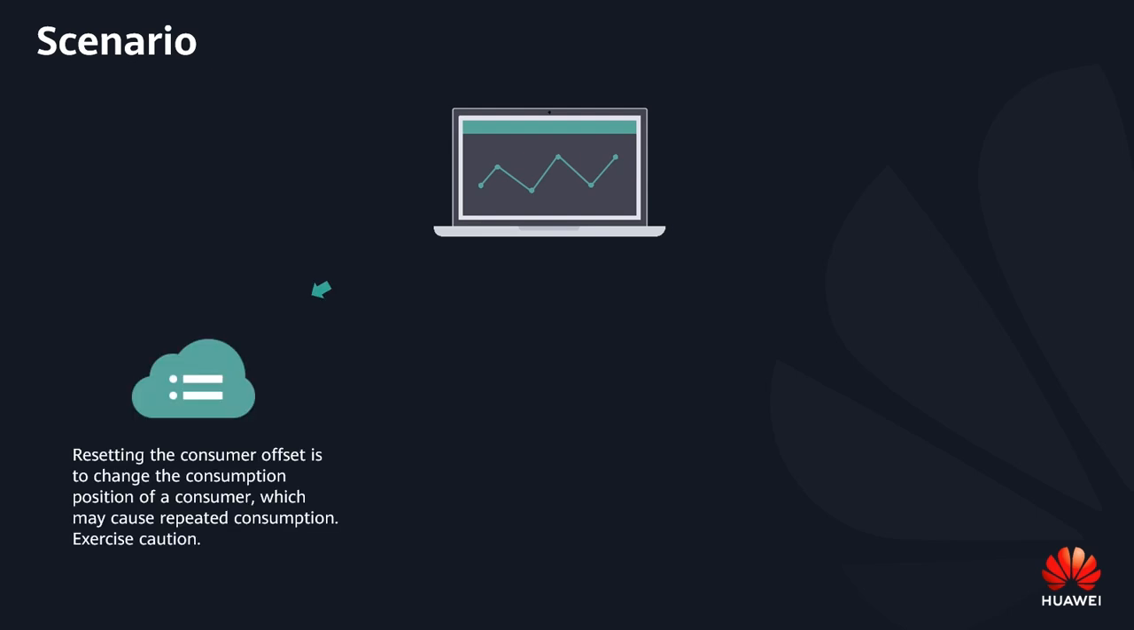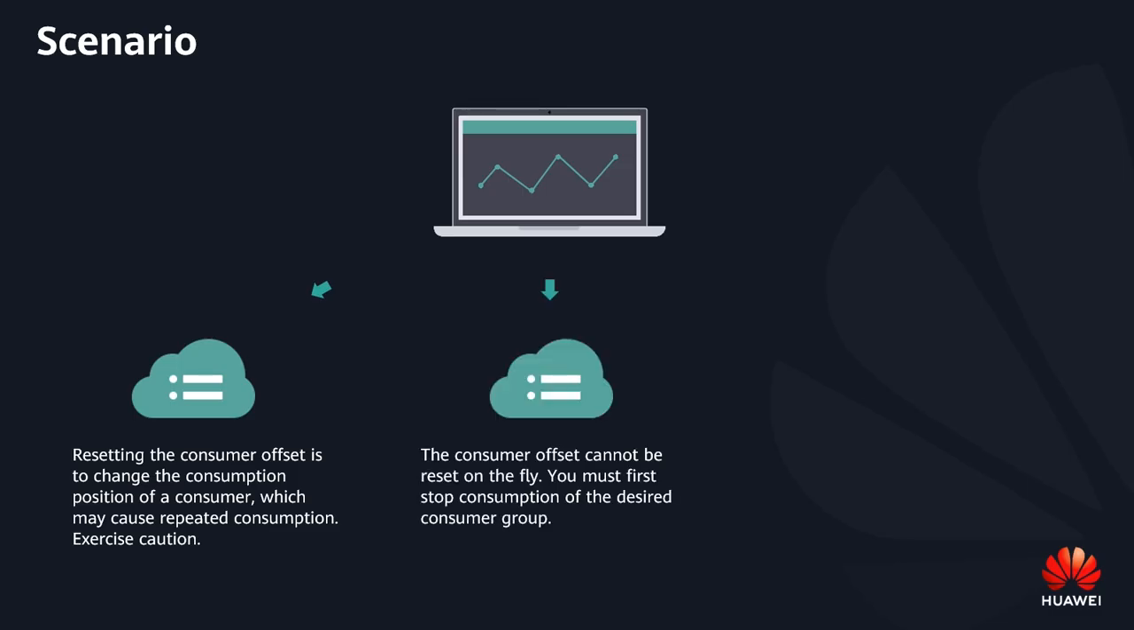Resetting the consumer offset is to change the consumption position of a consumer, which may cause repeated consumption. Exercise caution. The consumer offset cannot be reset on the fly. You must first stop consumption of the desired consumer group.